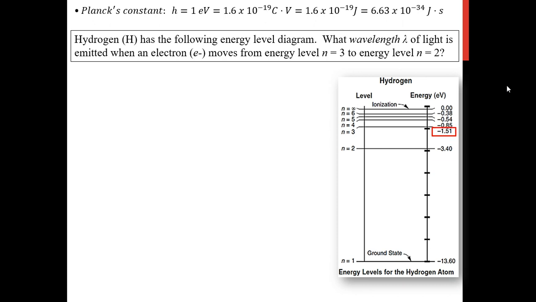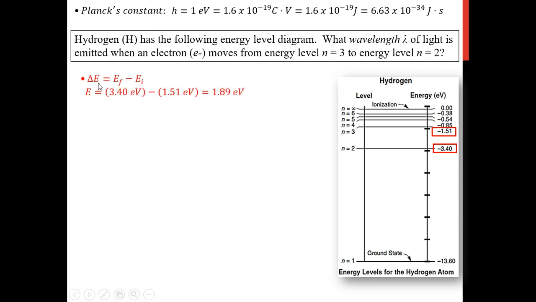I went ahead and boxed N3, which is -1.51 eV. And then the energy associated with N2 is -3.4 eV. The negative sign here simply implies that it is binding. But for this problem, you can just ignore those signs because you're just trying to find the wavelength anyway, which is the magnitude of things.